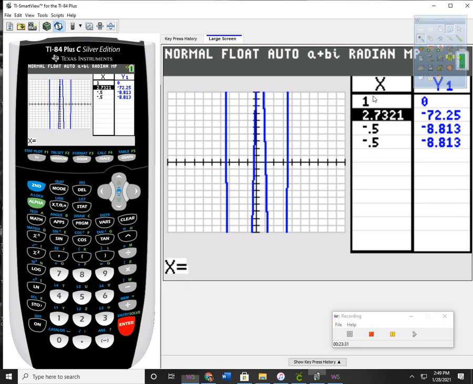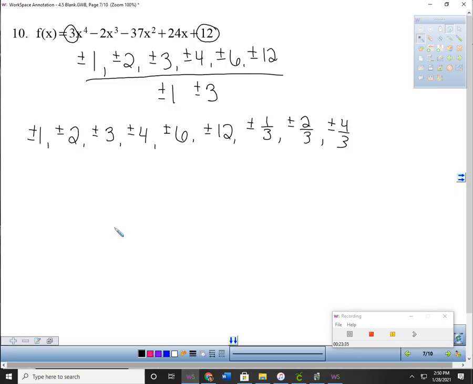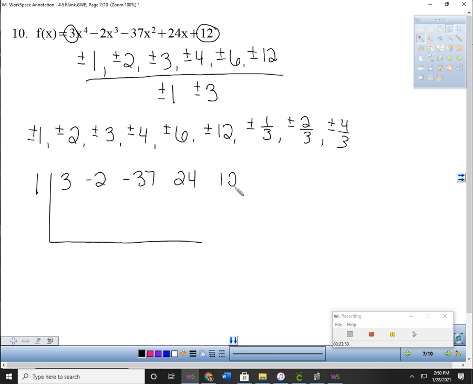And it is. So I'm going to use 1 and negative 1/3. Let's start with the 1 just because why not? So we have a 3, negative 2, negative 37, 24, and 12. So I'll drop the 3.